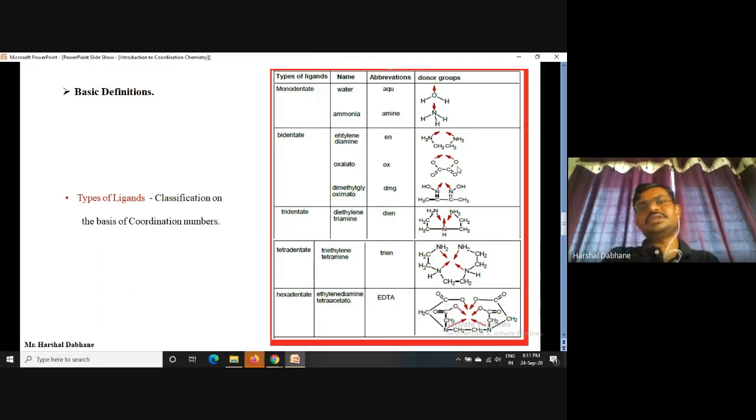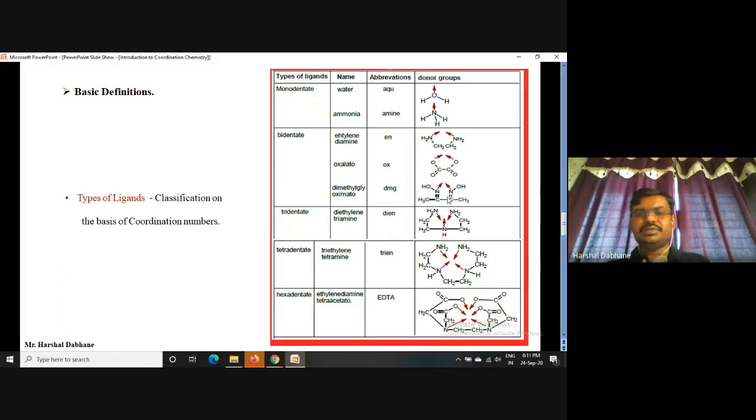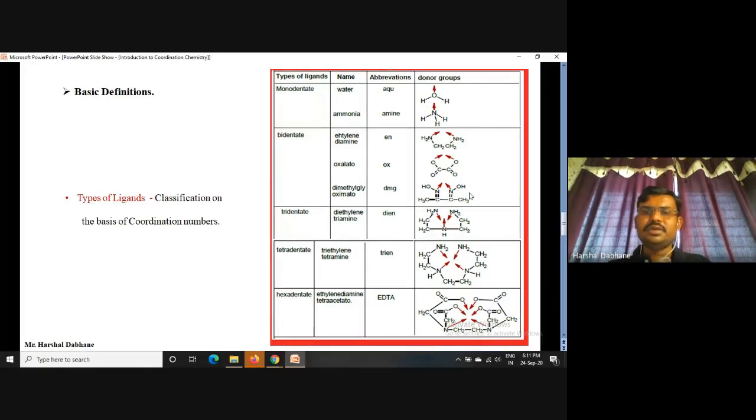The third is dimethylglyoxime, DMG, which we use for the detection of nickel. When we have a solution of nickel and add an alcoholic solution of DMG to it, we get a red colored precipitate. So DMG is also a bidentate ligand. Are you clear about monodentate and bidentate? Monodentate ligands donate only one lone pair; bidentate ligands are capable of donating two electron pairs.